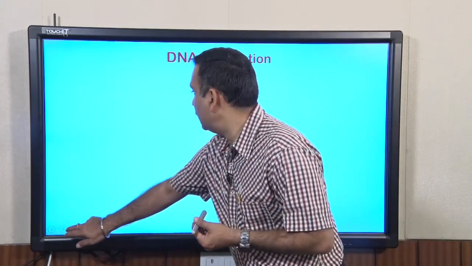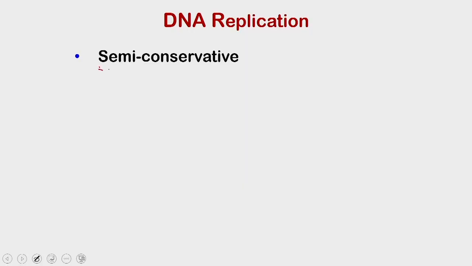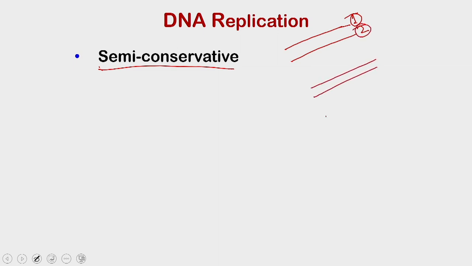DNA replication is semi-conservative. What is meant by semi-conservative? Suppose this is your parent DNA. If I label the parent DNA as 1 and 2, DNA number 1 and DNA number 2 will each give separate chains. In the duplication, parent DNA 1 and parent DNA 2 are going to split and get divided into two halves.